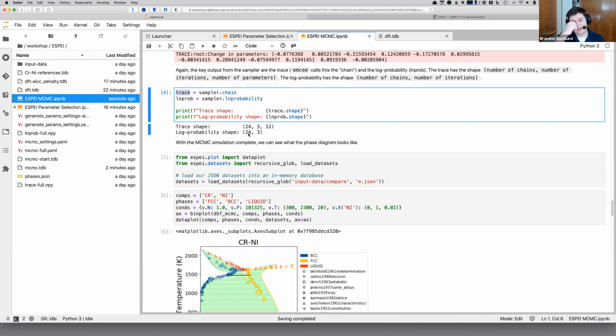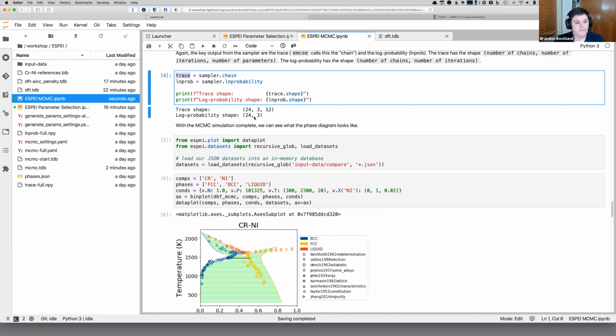And then the log probabilities: for each set of parameters, we have the log probability calculated. You can see that it's again the same number of chains and iterations, but we don't have this extra parameters dimension, because we consider one set of parameters and compute the likelihood for all of those. These are the main outputs of the Markov chain Monte Carlo.